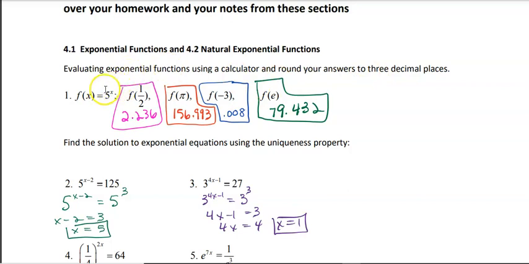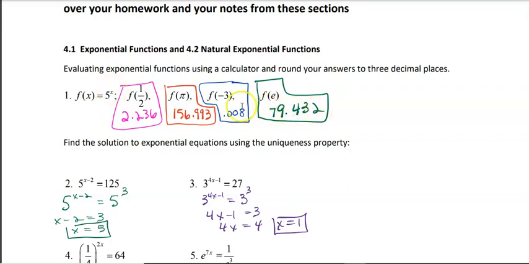Then what this is telling you to do is figure out what 5 to the 1/2 is. You should be getting this. And then what 5 to the pi is. You should be getting this. What 5 to the -3 is. Make sure you use the negative key and not the subtraction key, otherwise you'll get an error. And then the last one is 5 to the e, so make sure you know where e is. And this is what you should get.